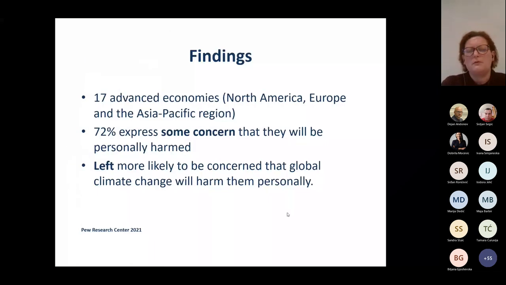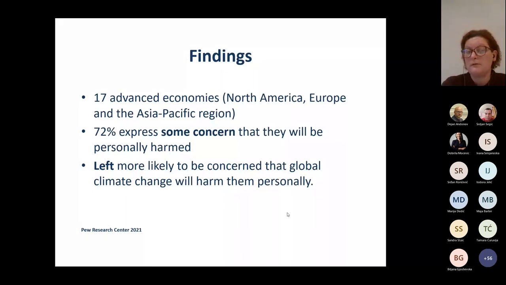What we know now is that public awareness is rising. For example, a Pew Research Center survey stated that 70% of the people asked, who lived in North America, Europe, and the Asia-Pacific region, expressed some concern that they will be personally harmed by the climate change impact or by its consequences.